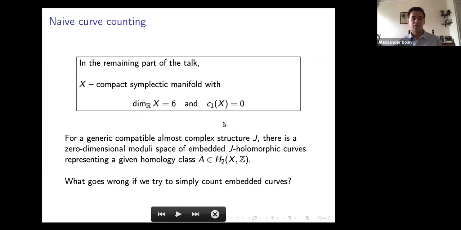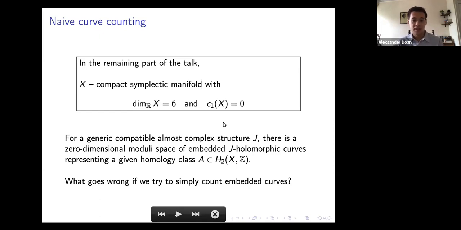So in the remaining part of the talk, I want to focus on this Calabi-Yau case, but on the symplectic side of it. So for the rest of the talk, let X be a compact symplectic manifold whose real dimension is 6, so complex dimension 3, and the first Chern class is 0. The dimension is very important here because the behavior of pseudo-holomorphic curves depends strongly on that. But the condition that the first Chern class is 0 is not very important. It happens to be the most interesting case, essentially because of the index formula for the dimension of the moduli spaces.